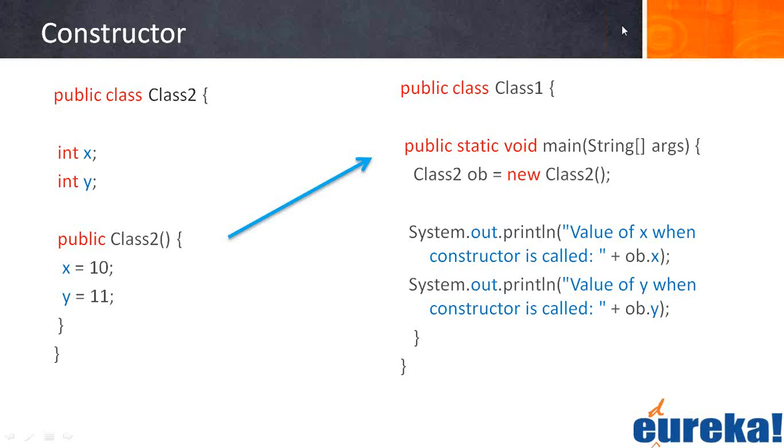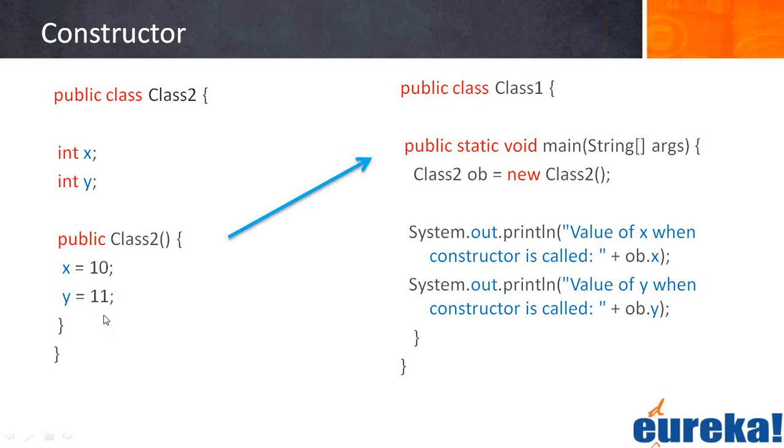Now how to implement a constructor. You have public class class2. This is one class, integer x and y. You have a constructor for this class, that is public class2. You open up braces and you initialize the values of x and y. You give x equals to 10 and y equals to 11. Now in the second class where you have created the object of class2, you write class2 ob equals to new class2. That means you have created an object and you are calling this constructor. This is the constructor that you are calling. It is right here, class2 with parentheses. After that, you print the values of x and y. That means it will print the values 10 and 11 respectively.